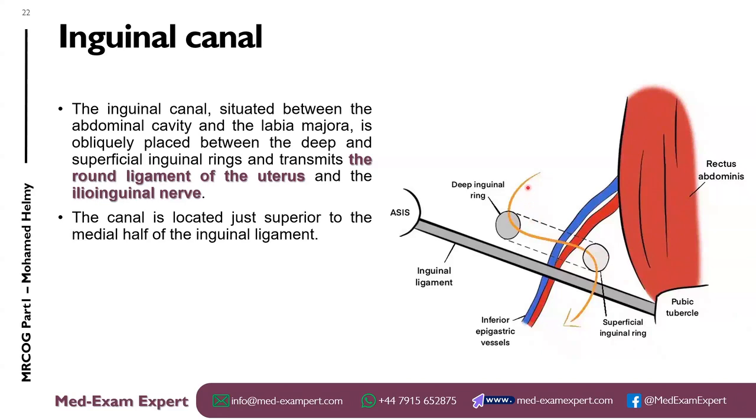And this canal in females transmits the round ligament of the uterus to be inserted into the labia majora, and also the ilioinguinal nerve. And this canal, as we can see here, is located just superior to the medial half of the inguinal ligament. It's not covering the entire length of the ligament. No, it's just lying above the medial half of the inguinal ligament.